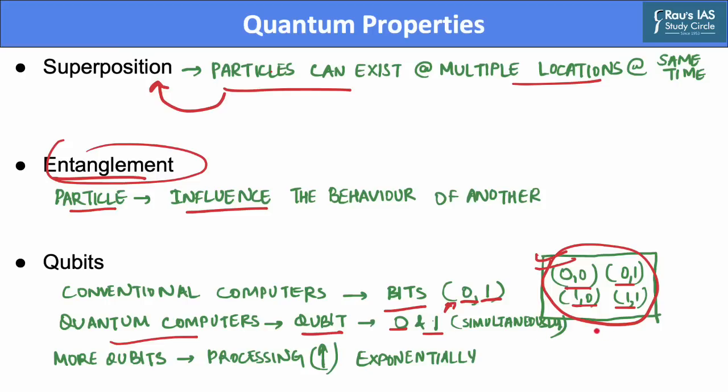Similarly, a 2-qubit system can have 4 states at the same time. Some part 0, 0, some part 0, 1, some part 1, 0, and the remaining 1, 1. What it means is that a quantum computer can go through these 4 states in one step, unlike a conventional computer, which requires 4 steps. As more qubits are added, the processing capability of a quantum computer increases exponentially.